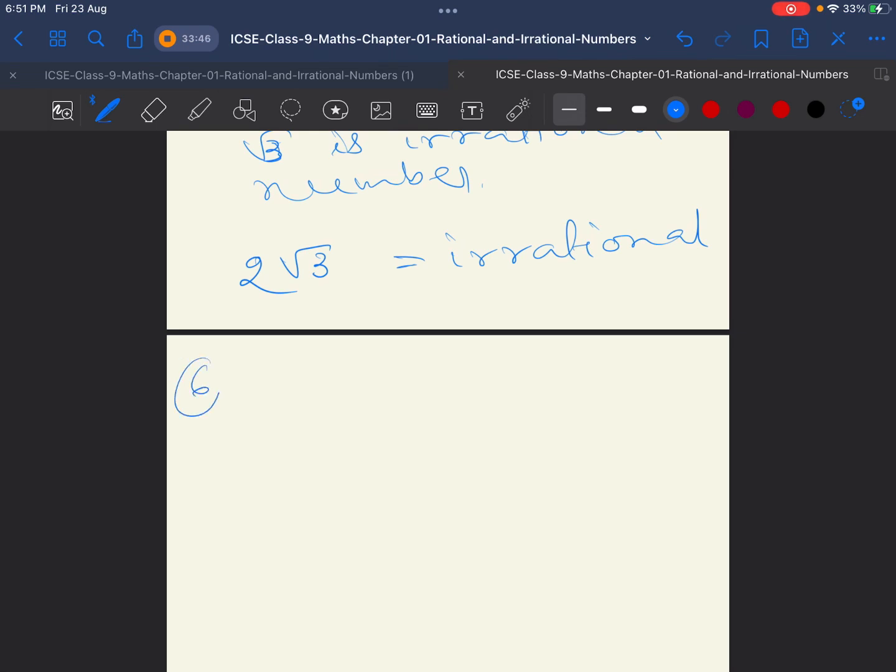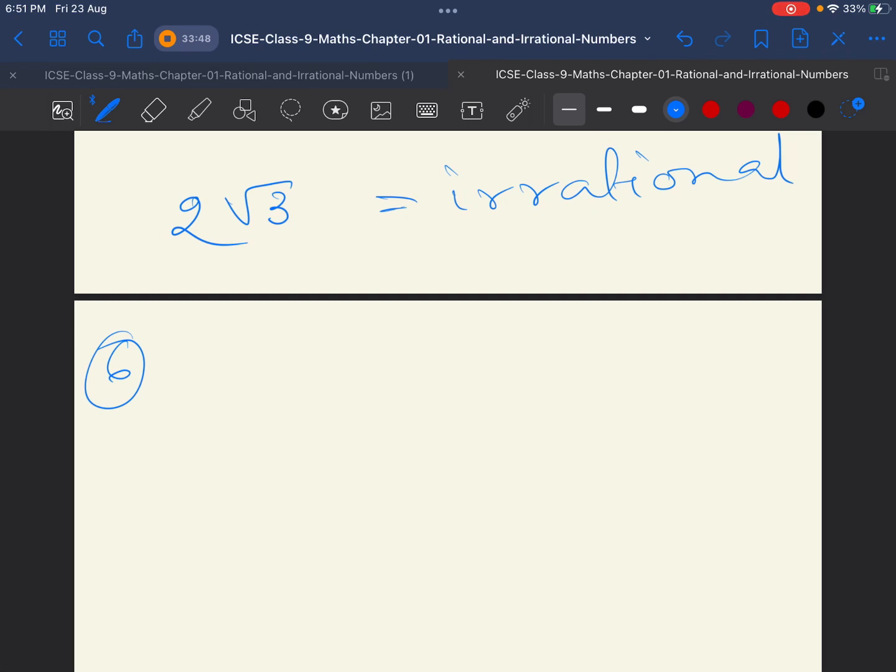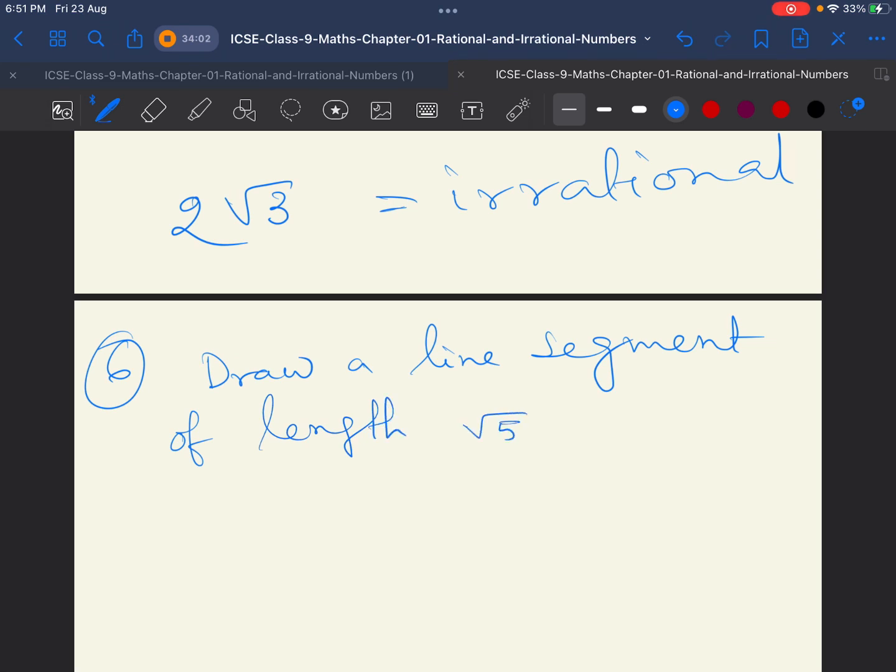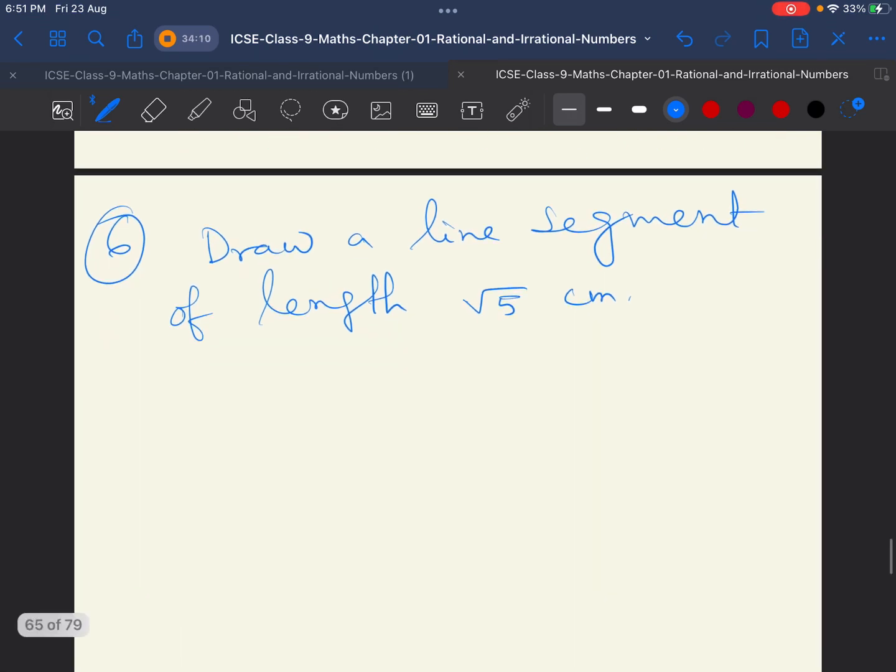Okay, now question number 6. Draw a line segment of length root 5 centimeter. So first we have to draw a line segment AB. Now we construct a 90-degree angle at the point A.